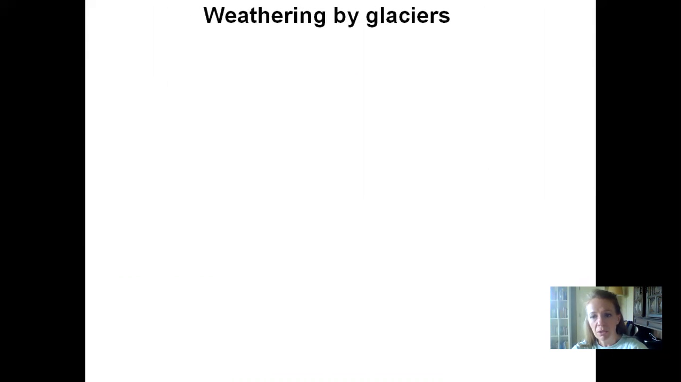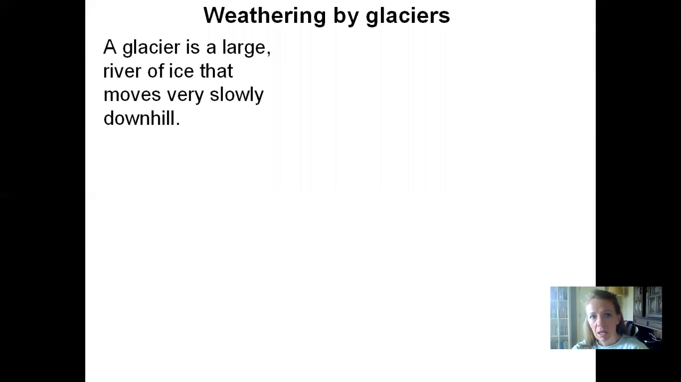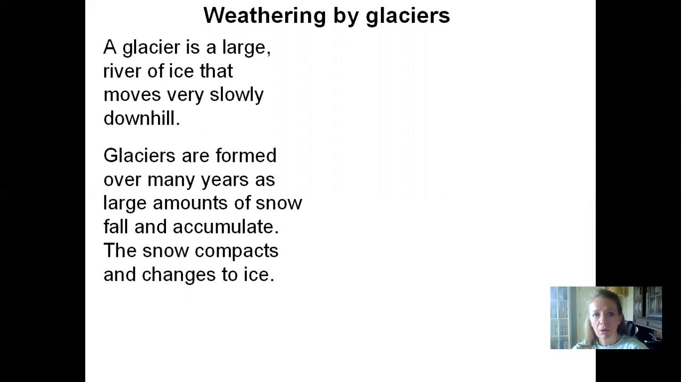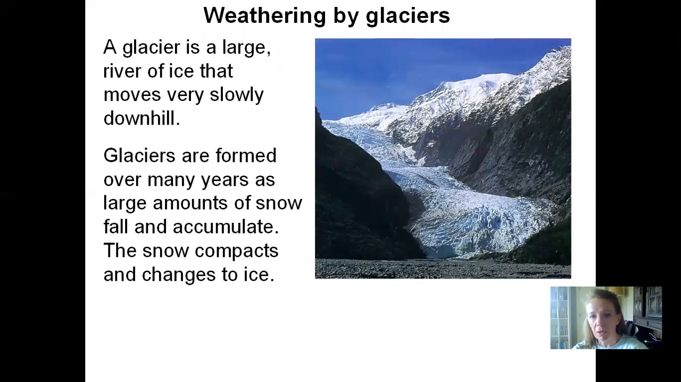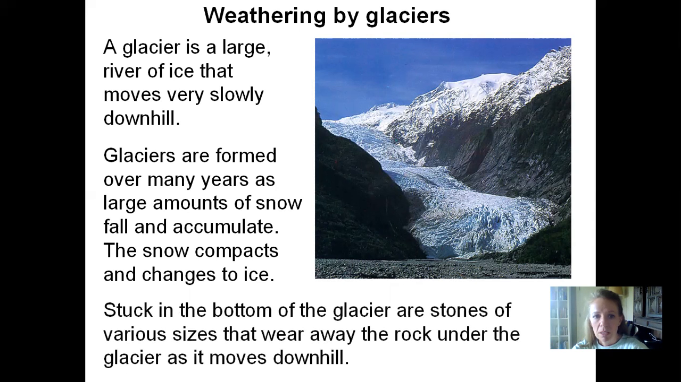Glaciers are another thing. A glacier is a form of ice, a large river of ice that moves very slowly downhill. Glaciers are formed over many years with large amounts of snow that have fallen and accumulated, and they pack together. The snow then changes into ice. The glacier here is right down the middle, right there. So weathering can be caused by glaciers. Stuck in the bottom of the glacier are stones of various sizes that wear away the rock under the glacier as it moves downhill.